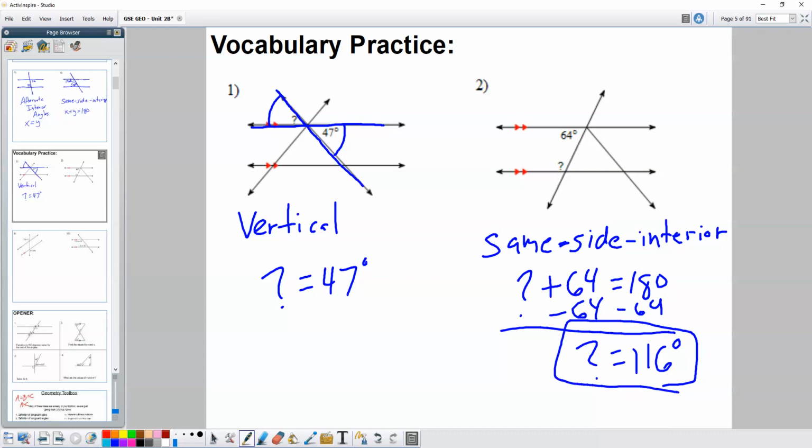Okay. I think you should be able to do the front side now. So we'll go over those answers here in just a second. So push pause, try the rest of the front side, and then we'll talk about them here in a second.